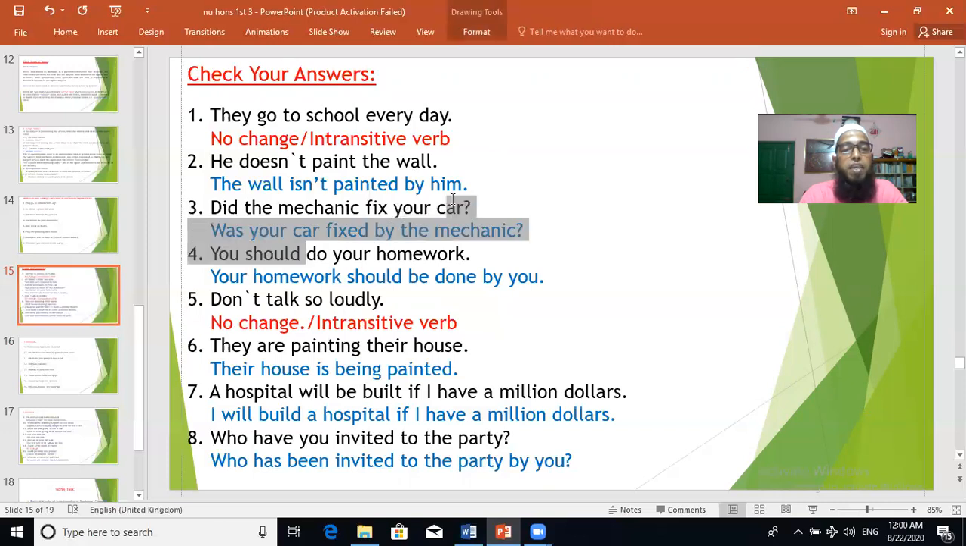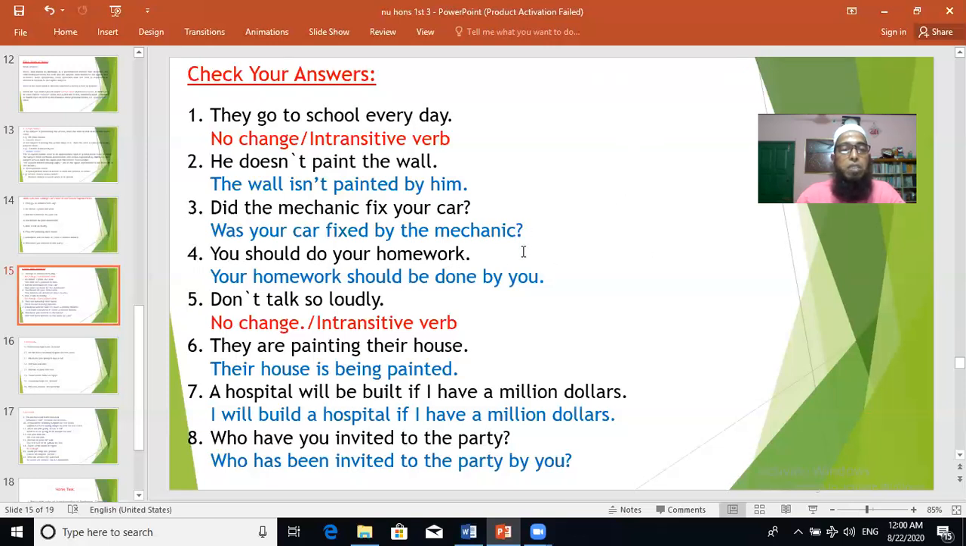Did the mechanic fix your car? So this is past simple tense, an interrogative sentence. So the passive voice would also be interrogative, but I told you if the active voice sentence is past simple, then you have to use the auxiliary verb of past continuous tense, like was. You see here: was your car fixed by the mechanic? That is the answer.